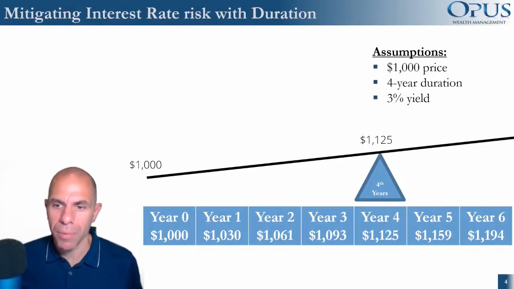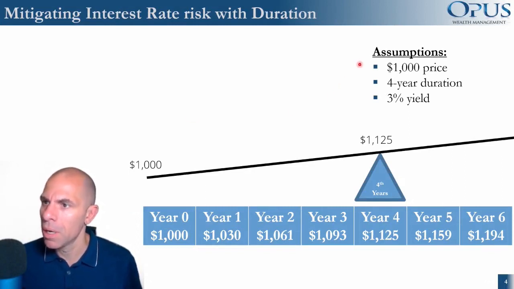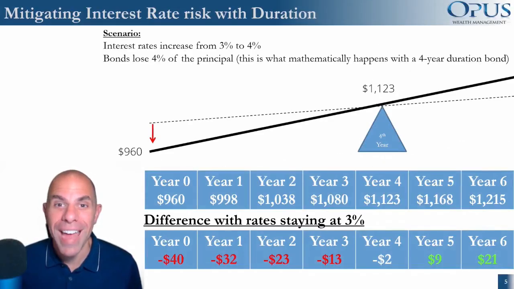So let's go through an example. Here I have, let's call it a bond mutual fund because that's a little easier to think about. I buy it at $1,000. It's got a 4-year duration, which is this triangle fulcrum here, which will be important later. And I'm earning a 3% yield. So I buy my mutual fund, I put down $1,000 and I compound at 3% so that by year 4, I've earned $125. So the total value of my fund is $1,125. Easy enough.